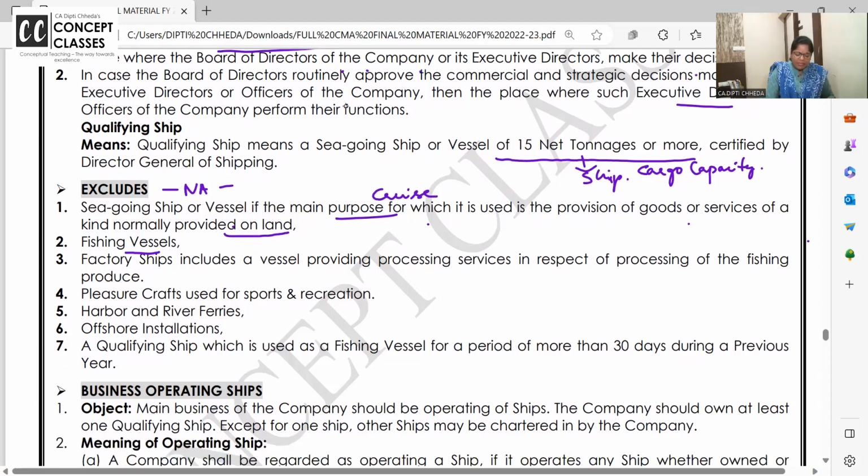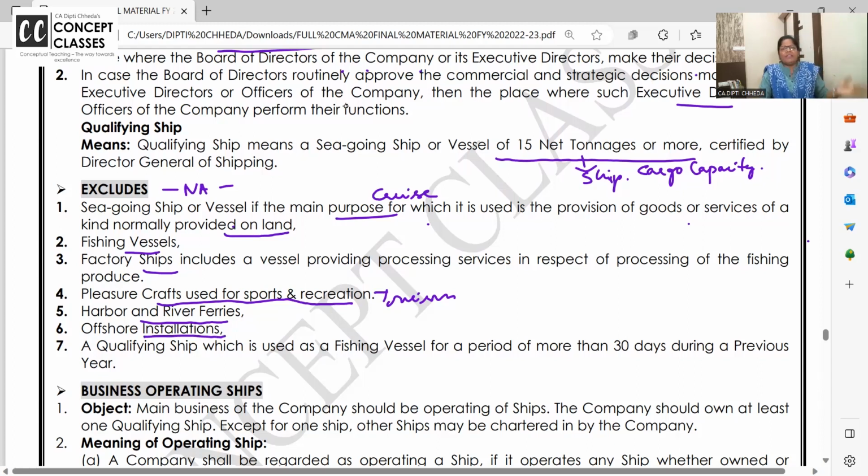Fishing vessels, factory ships include a vessel providing processing service in respect of processing of fishing produce. So ships in the fishing business, no. Pleasure craft used for sports and recreation, you know, used for tourism, pleasure boats, speed boats, all that. Harbor and river ferries means like if you go to Goa, from North Goa to South Goa, you can go in ferry, in ship. You can go inside with the whole car and bike, right? So those kind of ships, tonnage tax not applicable.